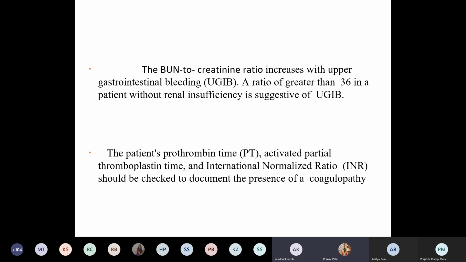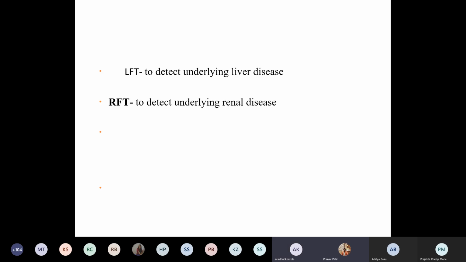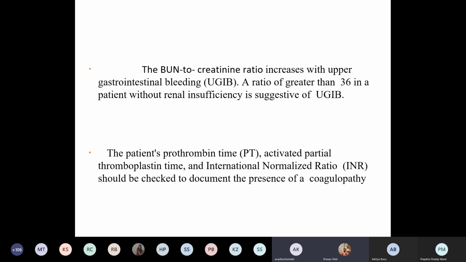Then another important thing is you do the LFTs. Liver function tests play a major role to detect underlying liver disease. Also, the renal function tests are important to detect underlying renal disease. So up till now we have said that CBC, blood cross-matching, liver function tests, and renal function tests are going to be important. Blood urea creatinine ratio increases with upper gastrointestinal bleeding. A ratio of greater than 36 in a patient without renal insufficiency is suggestive of upper gastrointestinal bleeding.